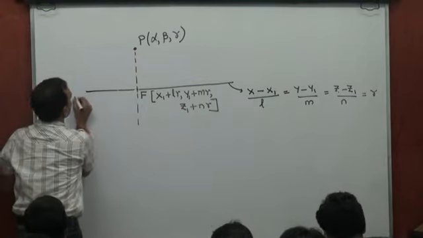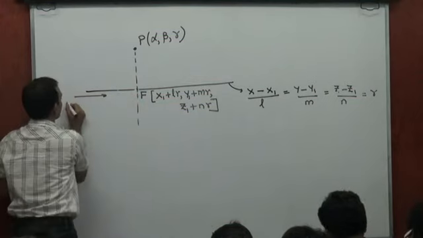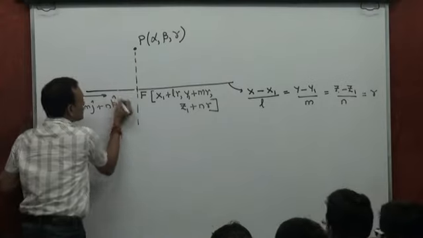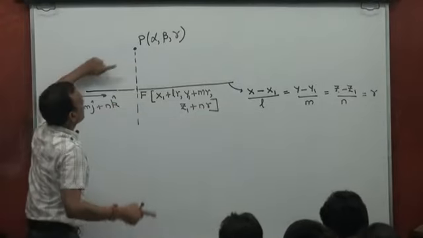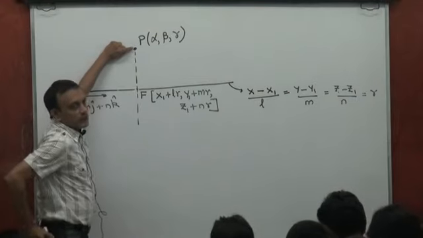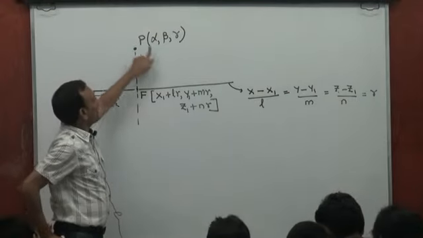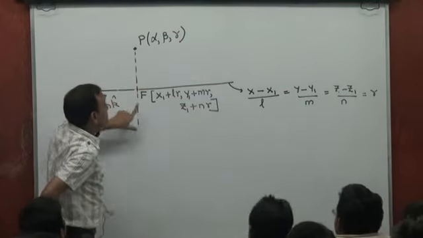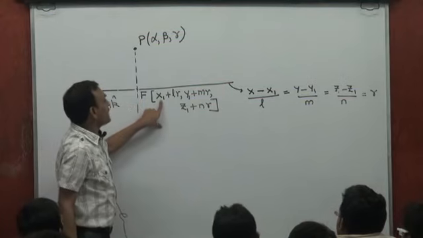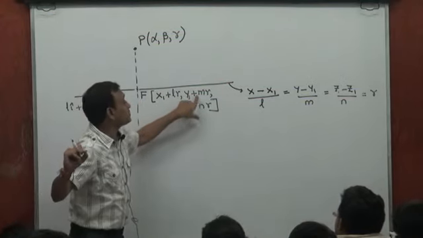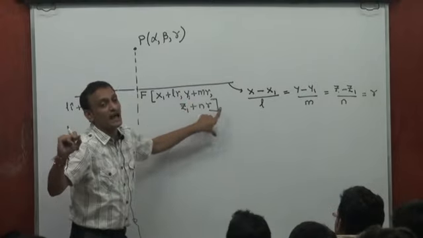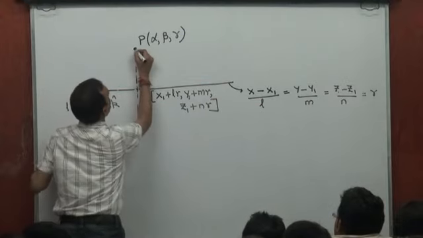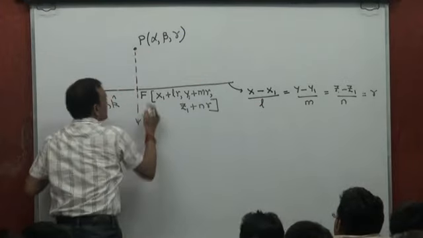Now, a unit vector along the line evidently is li plus mj plus nk. Now, you have the coordinates of the point P. So, the position vector of the point P is what? Alpha i plus beta j plus gamma k. The position vector of F is going to be (x1 plus lr) i cap, (y1 plus mr) j cap, and (z1 plus nr) k cap.